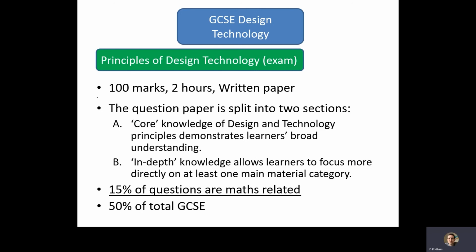So the Principles of Design Technology exam, it's a 2-hour written exam. There are two sections to this exam. The first is called Core, and it's the knowledge really around the broad areas of the subject. It's the general understanding of the subject, material areas, processes, techniques, etc. The second section, so B, is more in-depth knowledge, and it allows learners to focus so they can answer questions relating to a specific product they've selected themselves. And it's worth noting that 15% of questions are maths related. There is a large proportion of maths within it, and that's 50% of the GCSE.